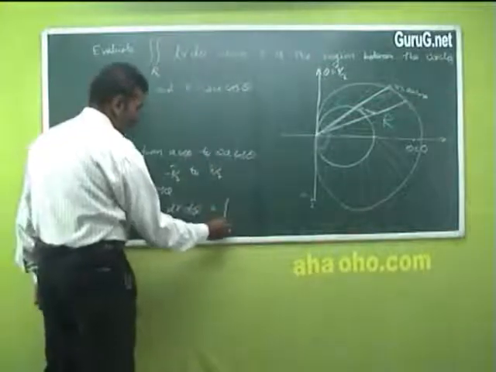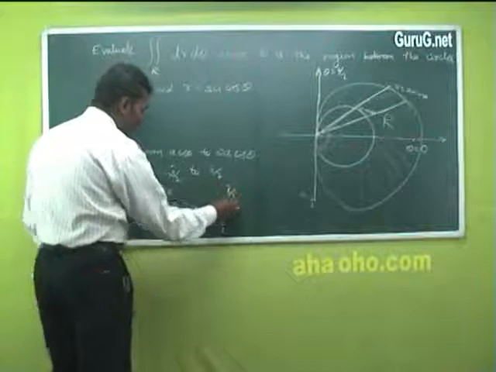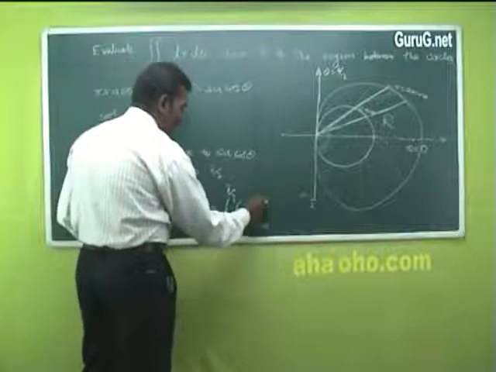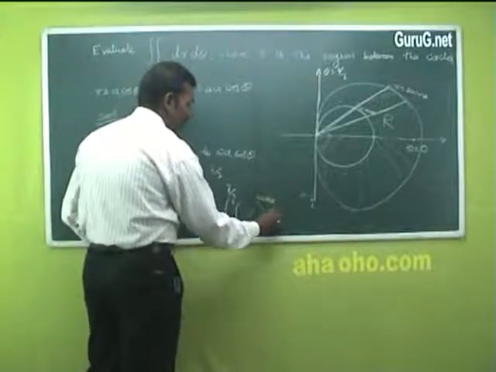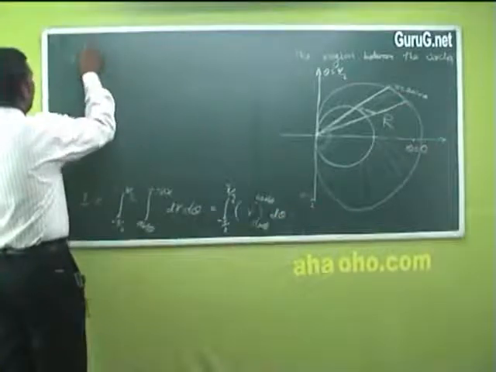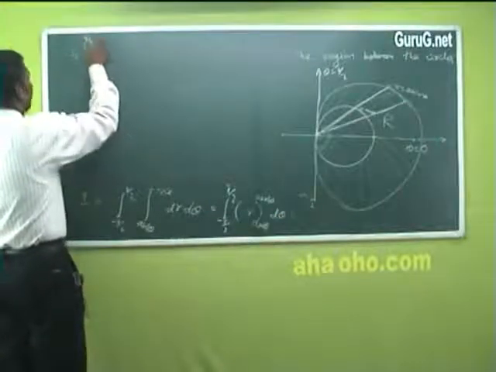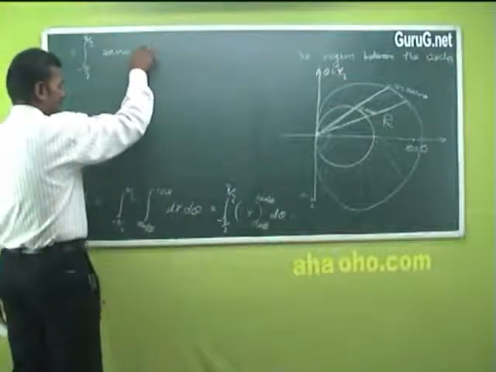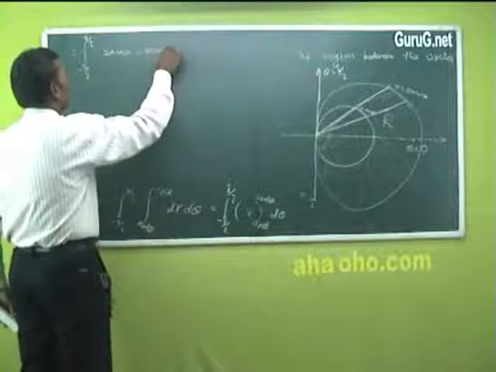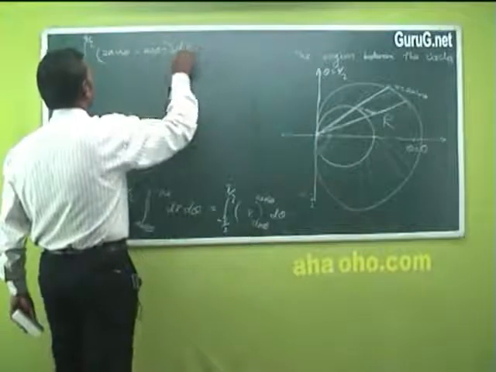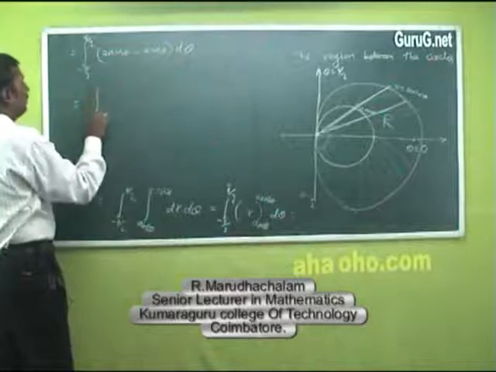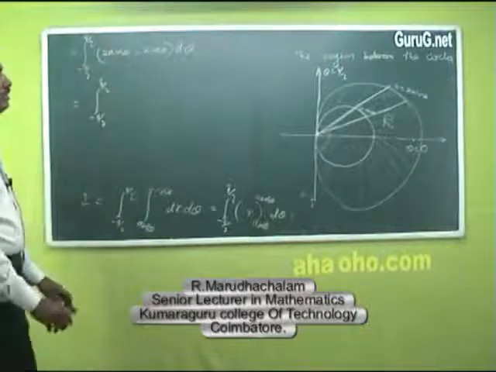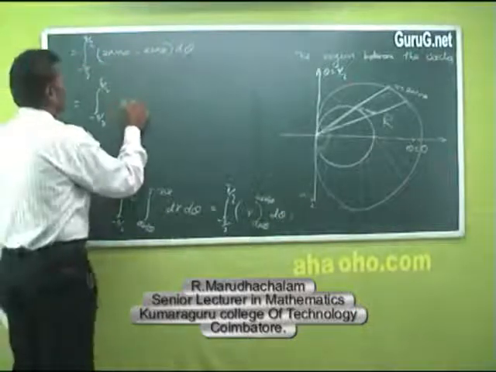So integral minus pi by 2 to pi by 2, so integration of dr is r, so a cos theta to 2a cos theta d theta. Integral minus pi by 2 to pi by 2, so 2a cos theta minus a cos theta, right, into d theta. So the result: 2a cos theta minus a cos theta, that is a cos theta.